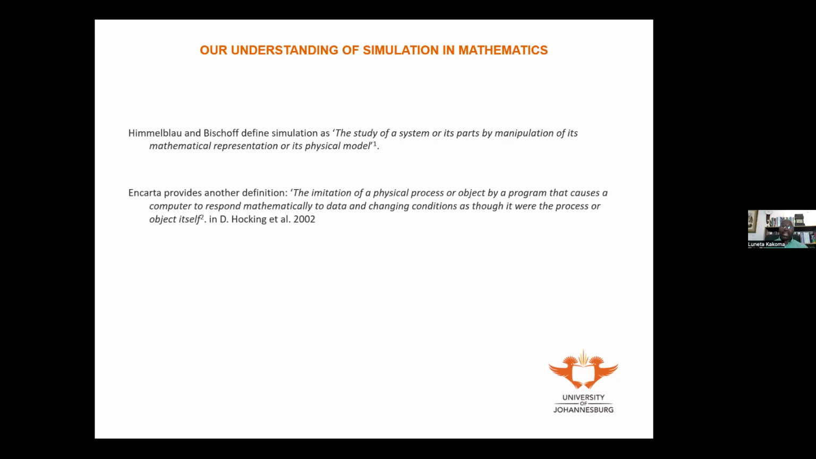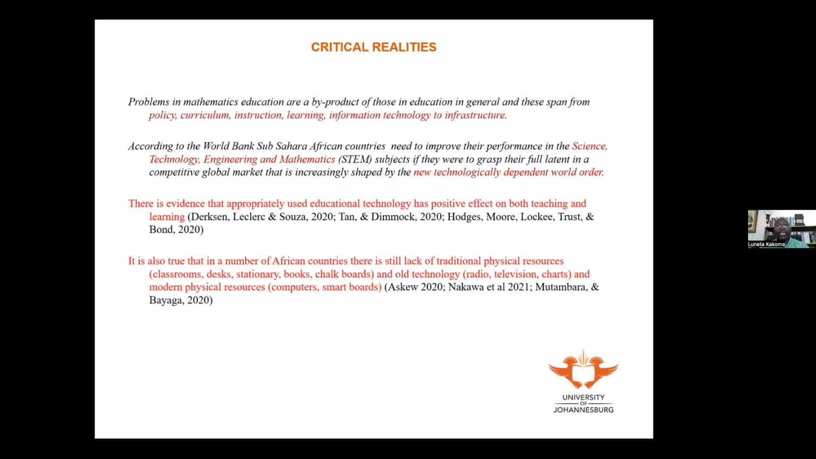The other definition, therefore, is the imitation of a physical process of an object or a program that causes a computer to respond mathematically to data and changing conditions as though it were the actual process of the item, as if the actual object is being seen. So that's what simulation is. And as we begin to talk about this, I would like you to have that understanding of our view of simulation.